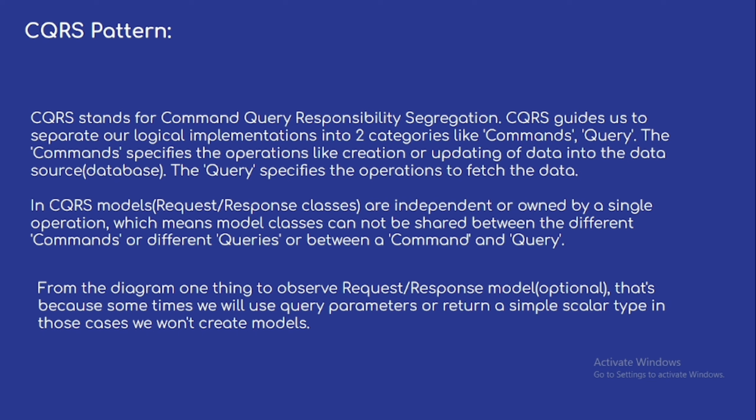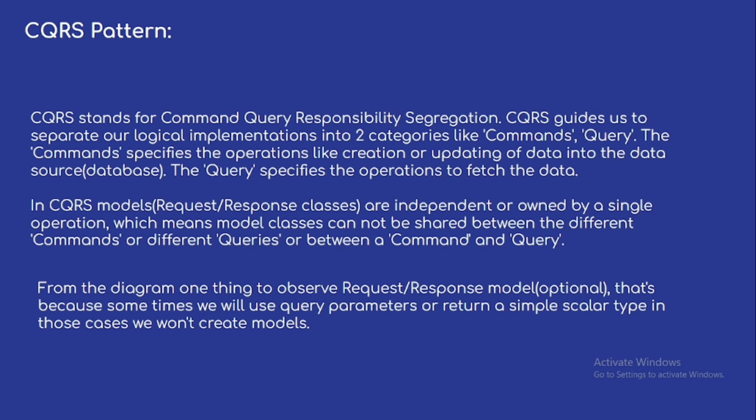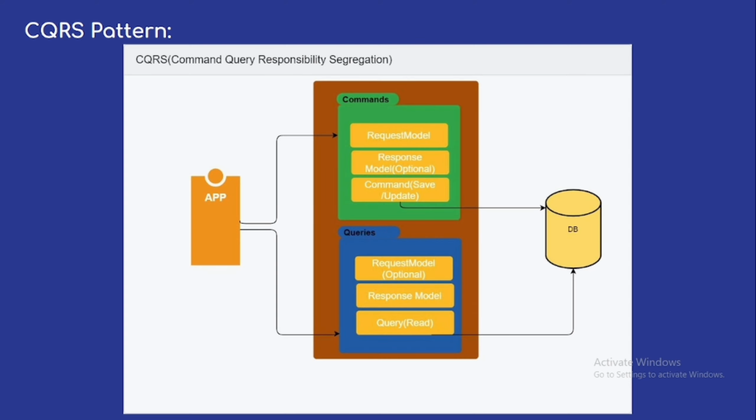So from the diagram, one thing we must observe: request or response model is optional. Here you can see optional for response model in the command and optional for request model in the queries. That is because sometimes we will use query parameters or return a simple scalar type. In those cases, we won't create models. Classes are optional means sometimes we can directly use the query parameters or scalar types, meaning integer, string, query parameters, so we can use them directly instead of creating a separate class. That is why they are optional here.